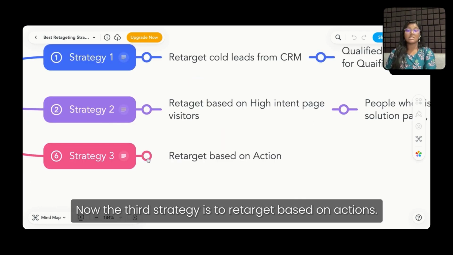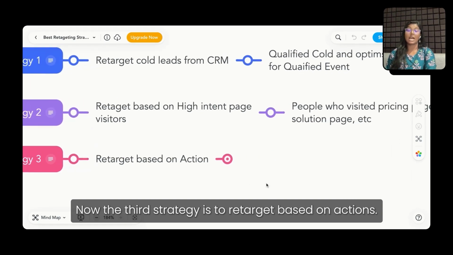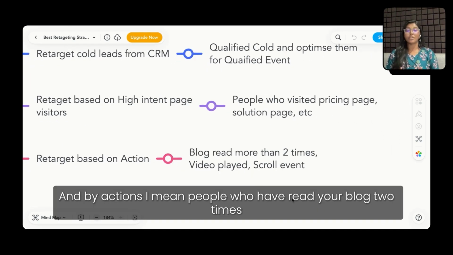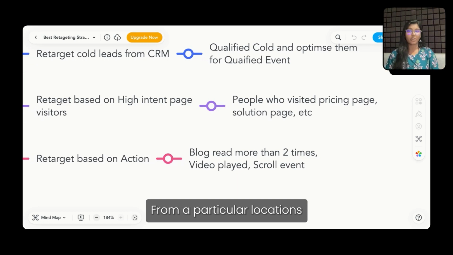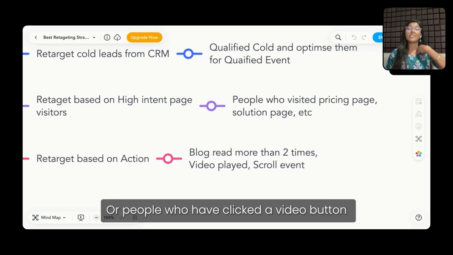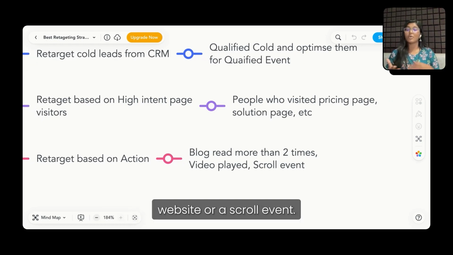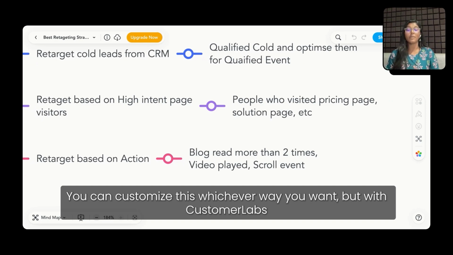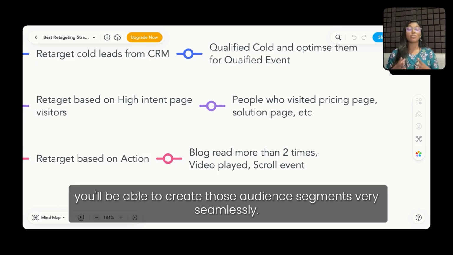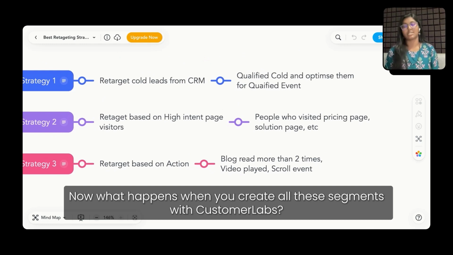Now, the third strategy is to retarget based on actions. And by actions, I mean people who have read your blog 2 times from a particular location, or people who have clicked a video button on your website, or a newsletter subscription button on your website, or a scroll event. You can customize this whichever way you want, but with CustomerLabs, you'll be able to create those audience segments very seamlessly.